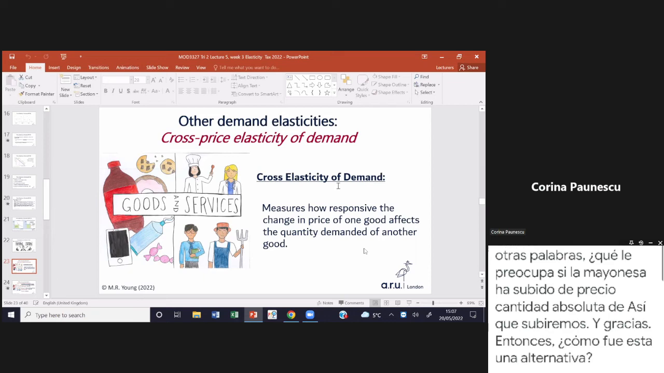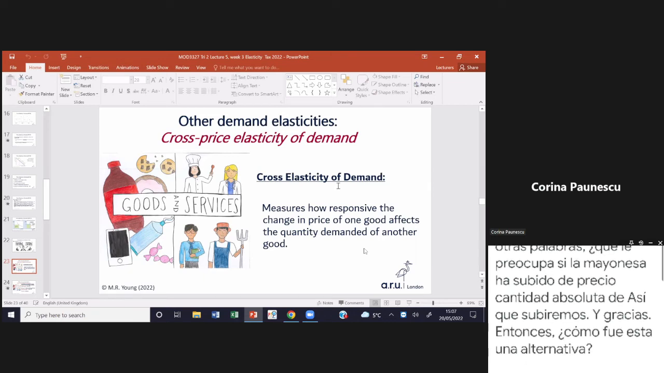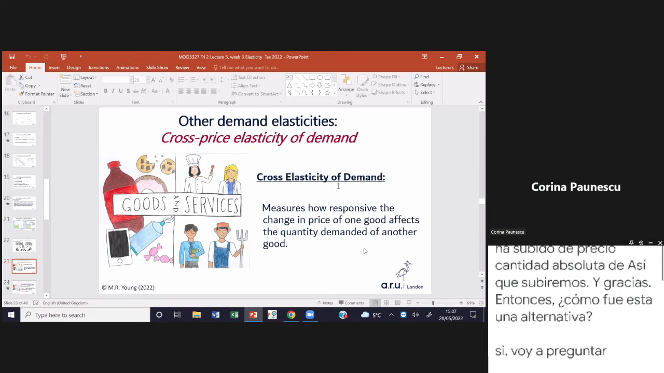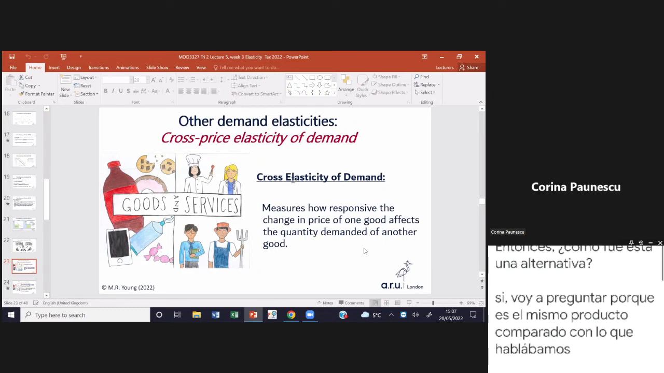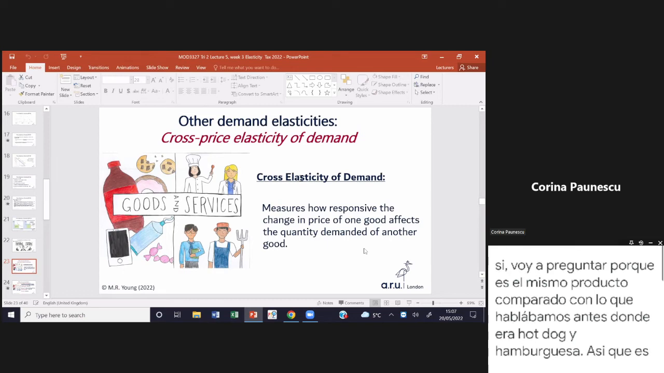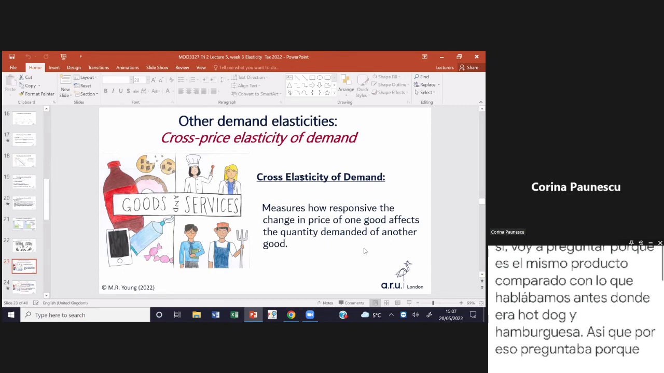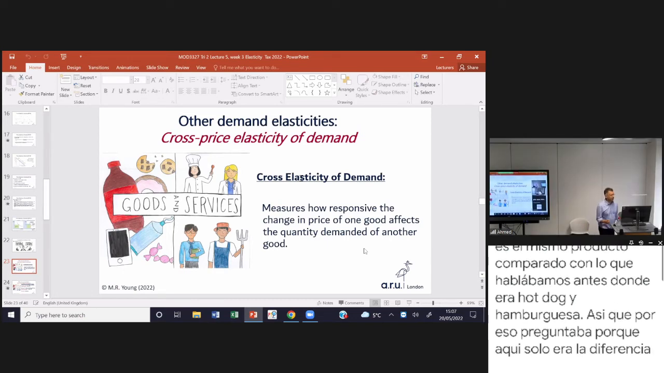Yes, that's why I asked, because it's the same product compared to what we were talking about before, hot dog and hamburger. In here it was only the brand difference, let's say. Product difference, brand difference, anything like that. Okay, let's go on.